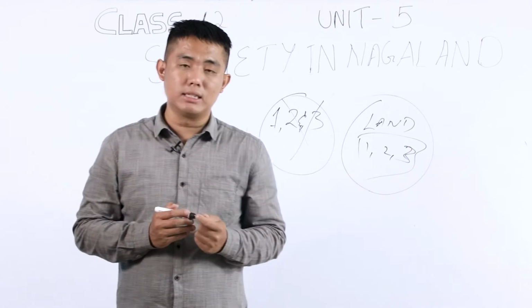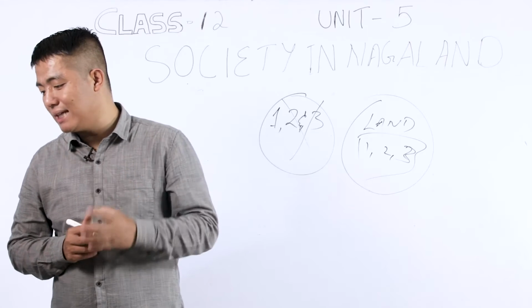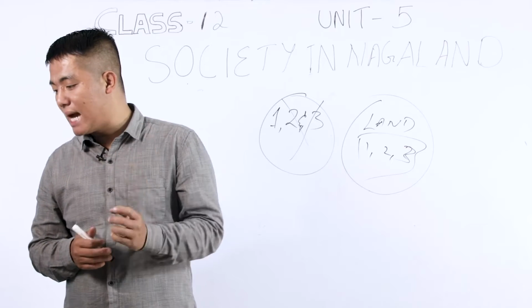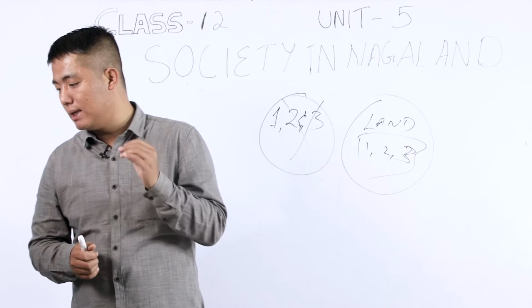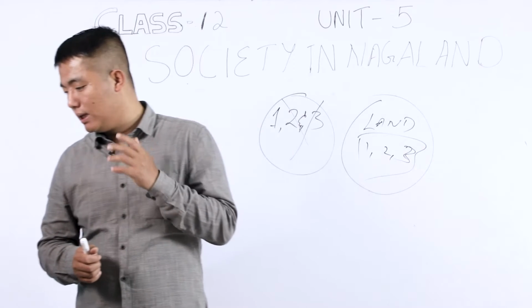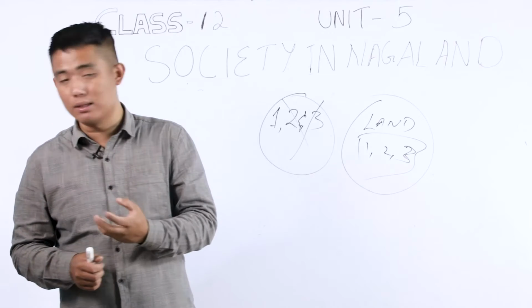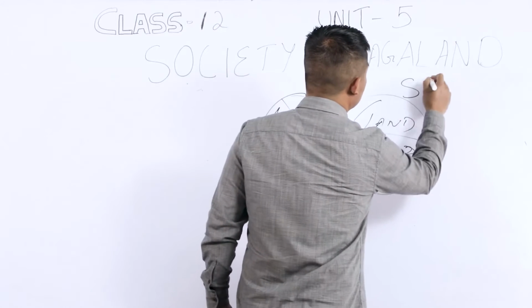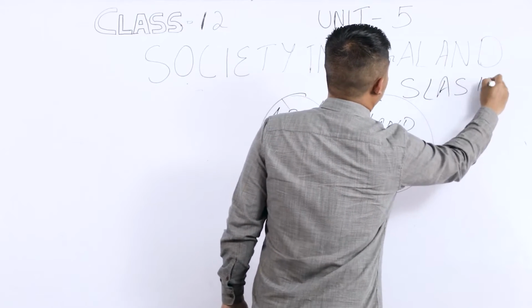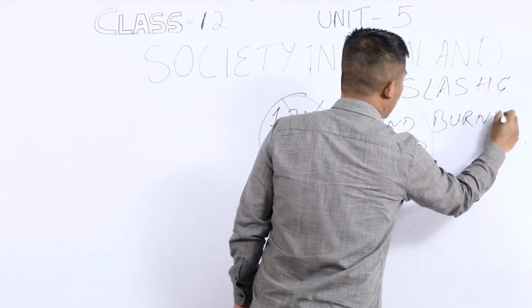Now, shifting cultivation is known by different names here. It is also called slash and burn cultivation, because it implies the clearing of vegetation in the plot by cutting down trees and other vegetation. Now, why do they call this slash and burning?